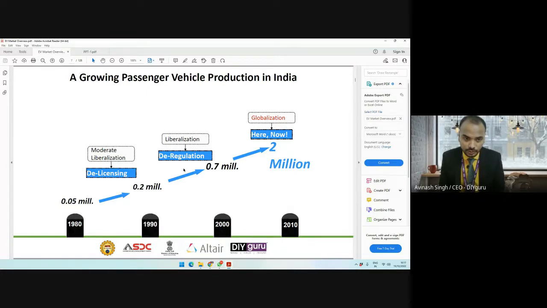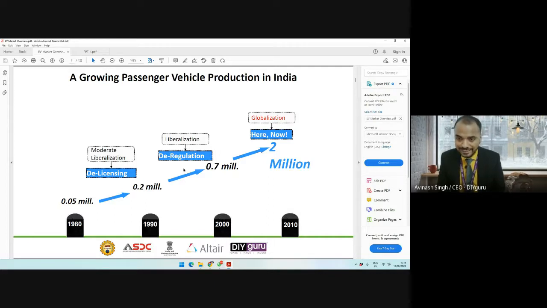1990, almost, the upward growth in this industry increased from 0.05 million to 0.2 million. And then came the liberalization. 1991 was the time when India welcomed foreign countries to set up their R&D centers in India. And also, the exchange of technology and exchange of information happened at that time. And then we saw that there was again incremental growth in the number of vehicles that were manufactured. And by 2000, this 0.2 million actually increased to 0.7 million.